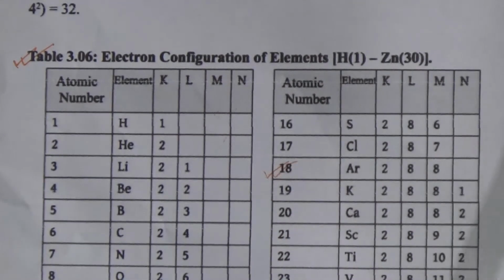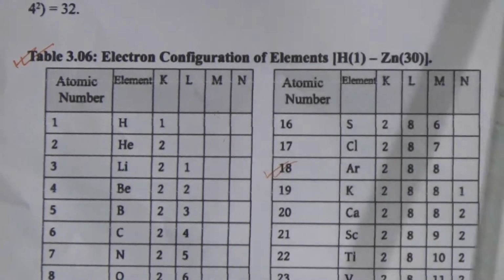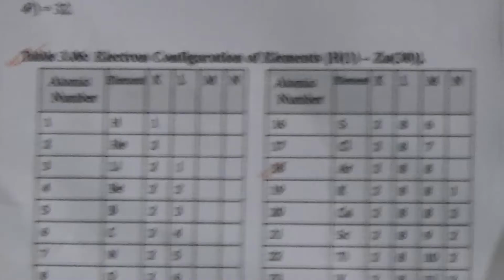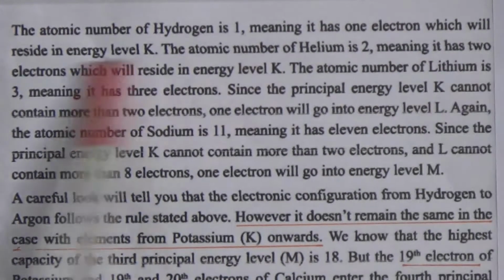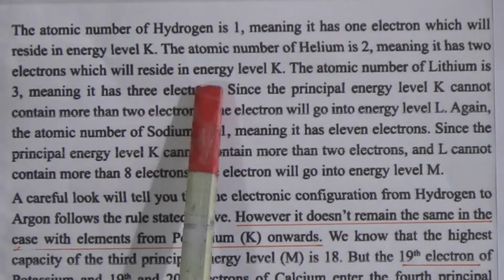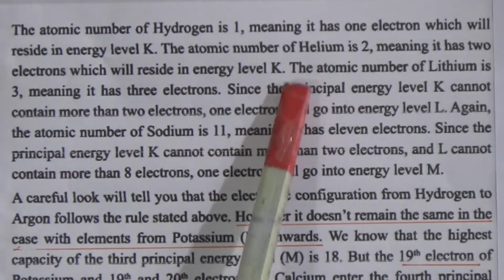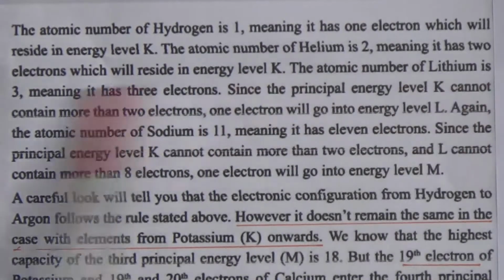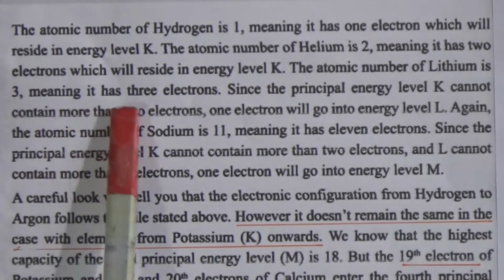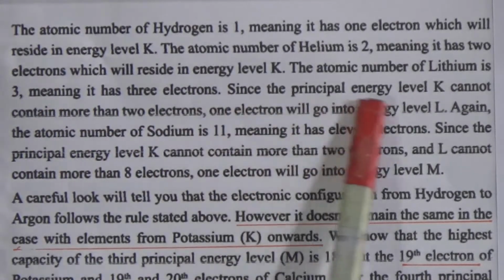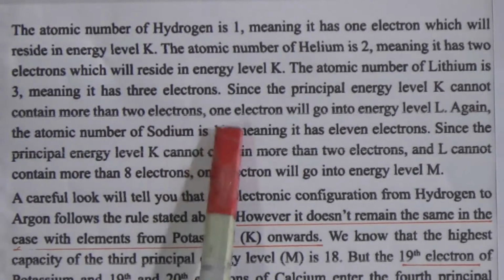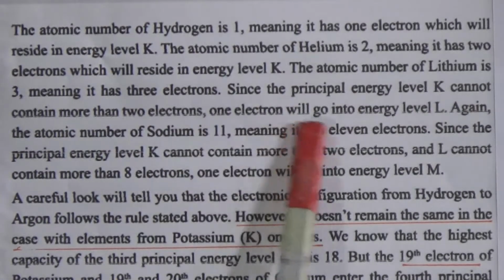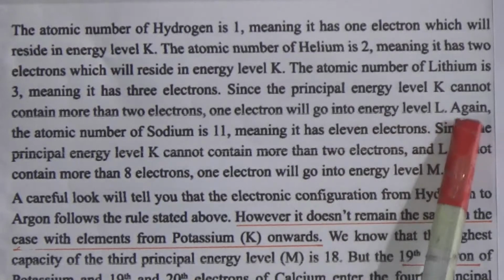The atomic number of hydrogen is 1, meaning it has 1 electron which resides in the energy level K. The atomic number of helium is 2, meaning it has 2 electrons which reside in the energy level K. The atomic number of lithium is 3, meaning it has 3 electrons; since the principal energy level K cannot contain more than 2 electrons, 1 electron will go into energy level L.